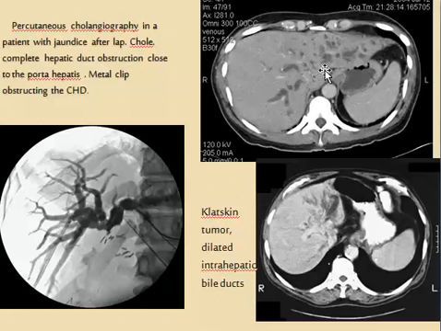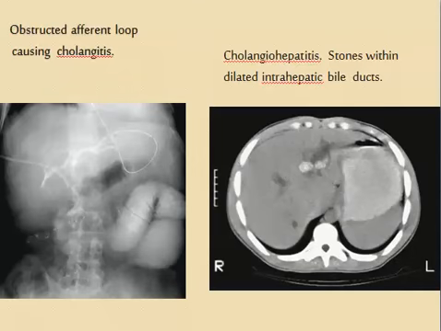Here is the intrahepatic biliary dilatation, how it appears in the CT, and this is Klatskin tumor with dilated intrahepatic biliary radicals. This is a lobe obstructed, and this resulted in cholangitis. The intrahepatic biliary radicals appear normal.